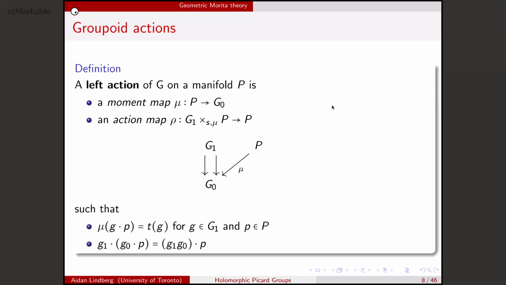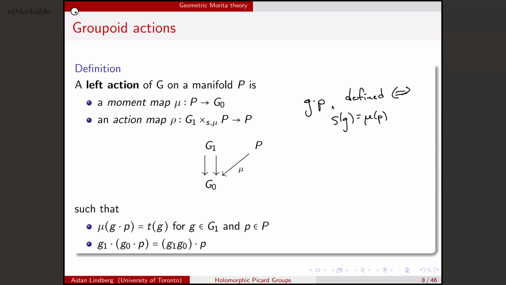So if I want a groupoid G to act on a manifold P, I need to specify some data. The first thing I need to do is specify this map mu, called the moment map, which is going to map P into the space of objects of the groupoid. And then there's an action map, which is going to let arrows in G act on elements of P if the source of an arrow agrees with wherever that point P lands under mu. So this is saying that G acting on P is defined if and only if the source of G is equal to mu of P. Okay, I can't just act on an arbitrary element of P with an arbitrary element of G. That's not allowed.